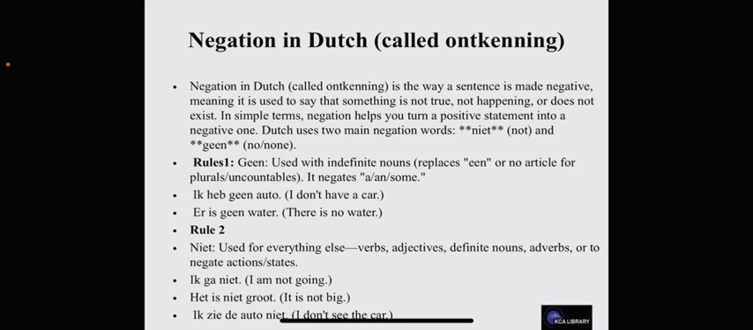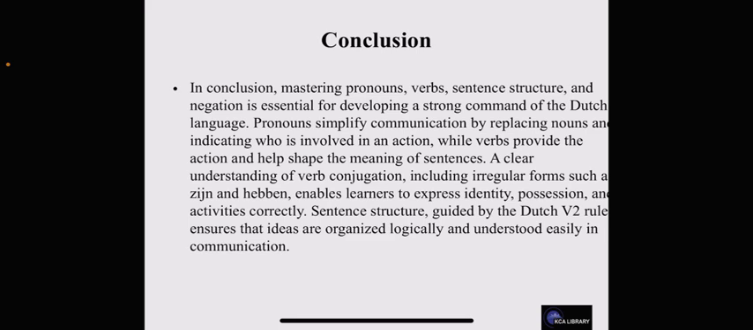Rule 2, niet: used for everything else, verbs, adjectives, definite nouns, adverbs, or to negate actions and states. Ik ga niet. I am not going. Het is niet groot. It is not big. Ik zie de auto niet. I don't see the car.